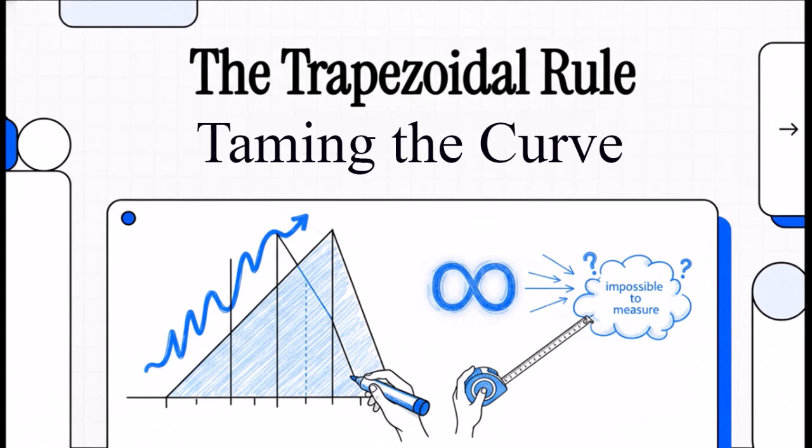Hey, welcome. Have you ever wondered how we measure things that seem, well, impossible to measure? Like the area of a field with a really weird, curvy border. Well, today, we are going to pull back the curtain on a super powerful math shortcut that turns the impossible into the good enough. Let's get right into it.